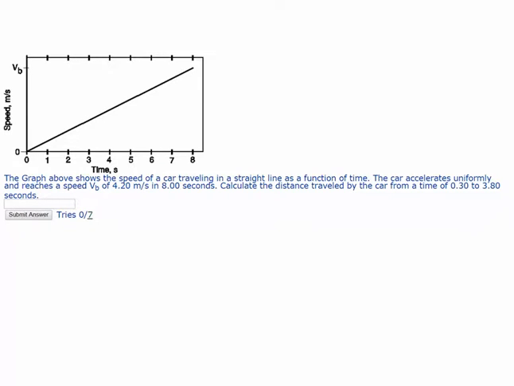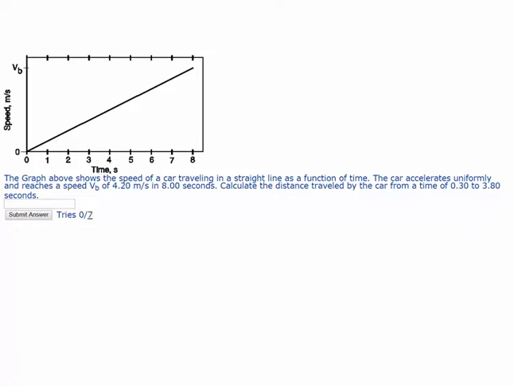The graph above shows the speed of a car traveling in a straight line as a function of time. The car accelerates uniformly and reaches a speed VB of 4.2 meters per second in 8 seconds. Calculate the distance traveled by the car from the time 0.3 seconds to 3.8 seconds.